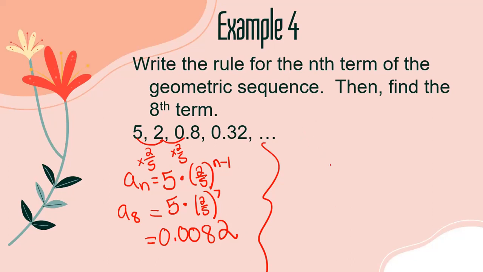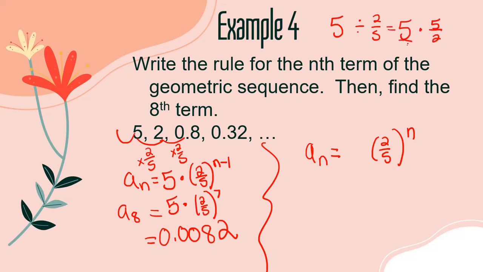Let's do the same thing, but with our formula maker now. So a sub n equals, well, my common ratio again is 2/5, right? The only thing is I have to back up one more term. So if I'm multiplying by 2/5 each time, I'm technically going to divide by 2/5. So I'm going to go 5 divided by 2/5, which is the same as 5 times 5/2. So 25 over 2 will be my answer. And if I plug in 8, I will get the same answer as I just did on the left-hand side.